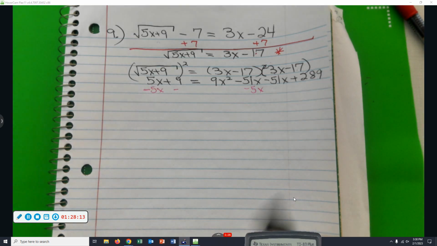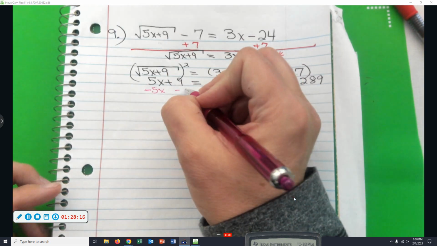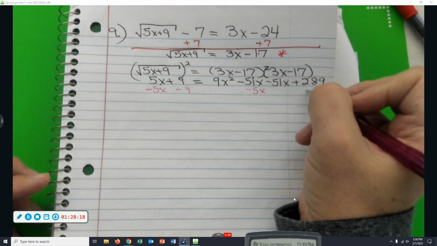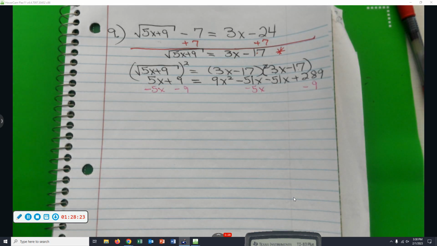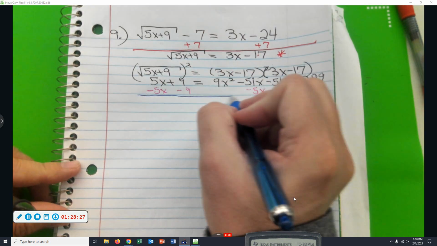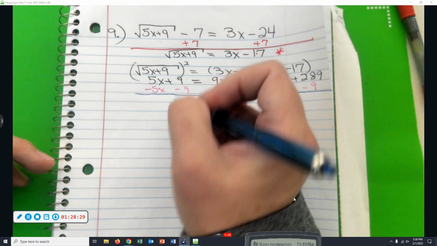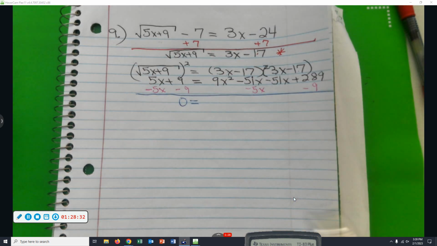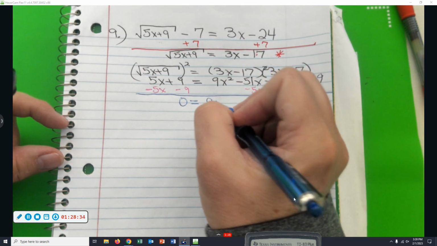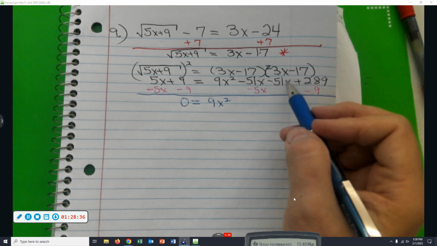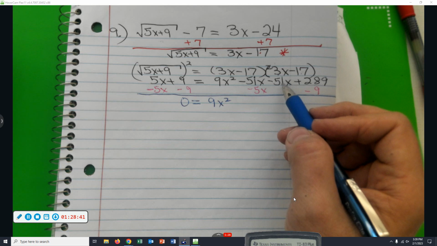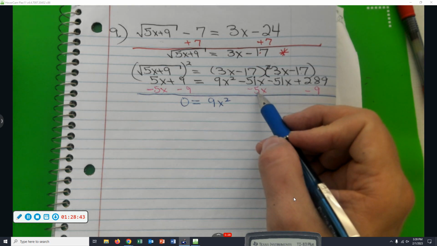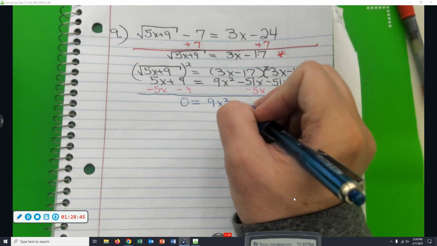I'm going to combine them. We're going to have to combine them, whether I want to or not. So on the left side, I have just a 0. I have a 9x squared. Negative 51x minus 51x, that's a negative 102x. Minus 5x, I'm getting a minus 107x.